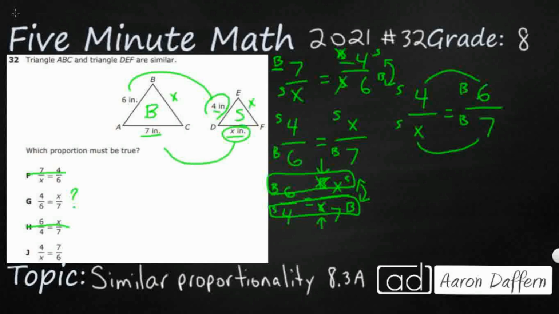So that would work, but look what they give us. They give us the 7, and they give us the 6. Right numbers, but they flipped them. So that's why this one is incorrect. And so my answer here is going to be G.